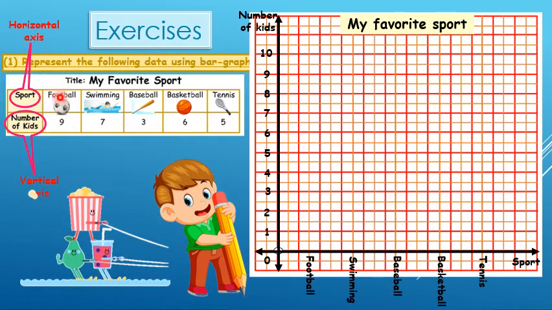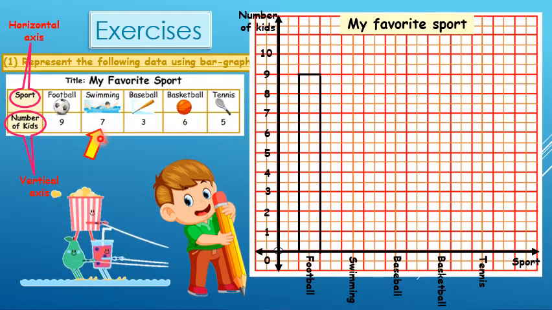Now, the first sport, which is football. How many kids do we have? We have here 9 kids who like football. Then we go to this grid and point to football and put our finger here and go up until we reach 9. Then put a line using your pencil. Then using your ruler and pencil, draw this bar like this. Okay, let's go to the next one.